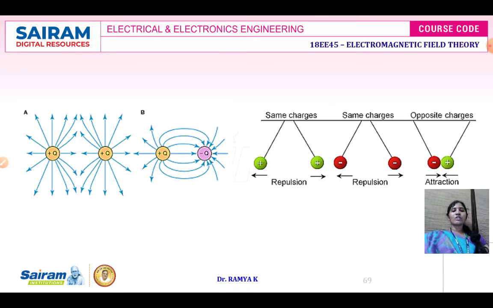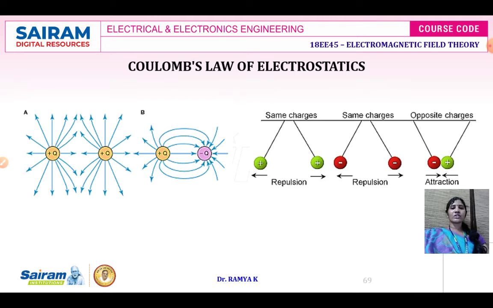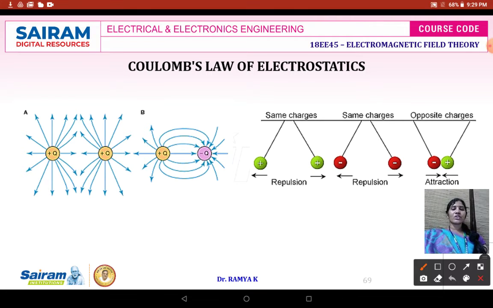Now we'll consider the concept of like charges and unlike charges, where we can frame Coulomb's laws of electrostatics. It has two laws. The first law is that like charges repel each other and unlike charges attract each other. Here we have shown an example of like charges.